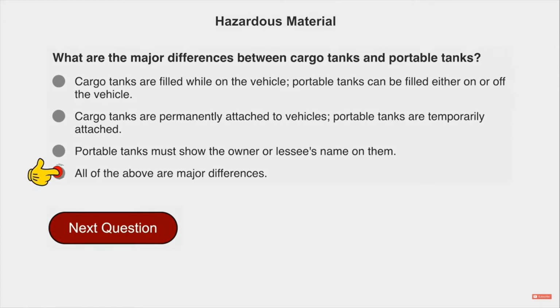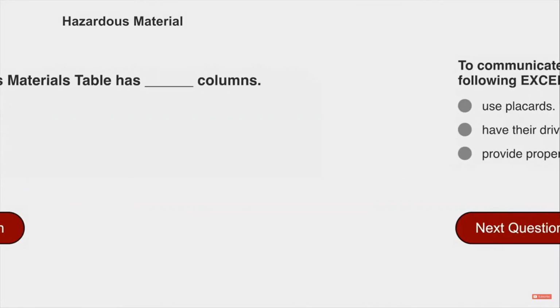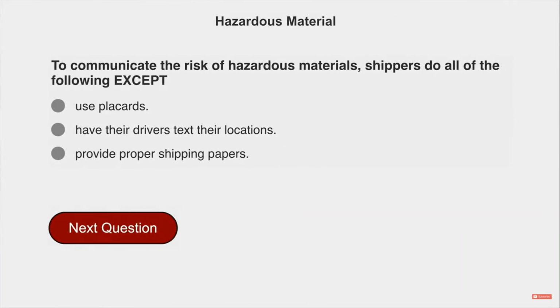Cargo tanks are filled while on the vehicle. Portable tanks can be filled either on or off the vehicle. Cargo tanks are permanently attached to vehicles. Portable tanks are temporarily attached. Portable tanks must show the owner or lessee's name on them. The hazardous materials table has columns. 8 columns. To communicate the risk of hazardous materials, shippers do all of the following except have their drivers text their locations.